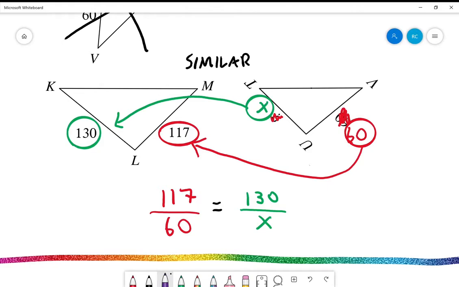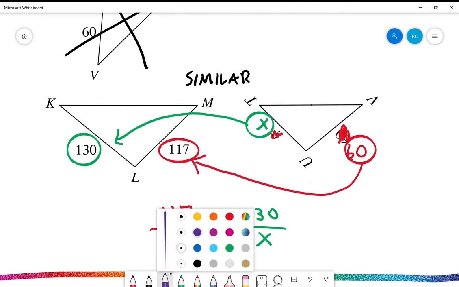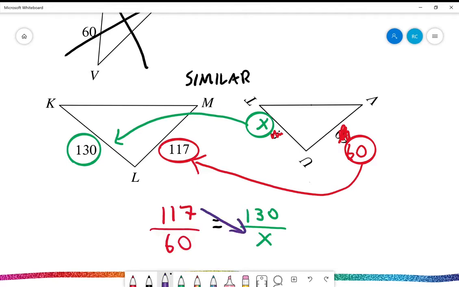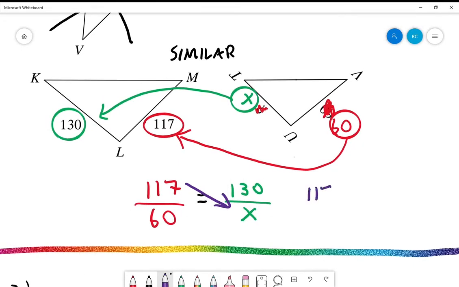You start by multiplying this way. Let's make that a little bit nicer. You start by multiplying this way. Okay? So we get 117x equals. Then we multiply this way. You can see why it's called cross multiplication. Doesn't matter which order you do it in, but you do need to go from the top of one fraction to the bottom of the other.